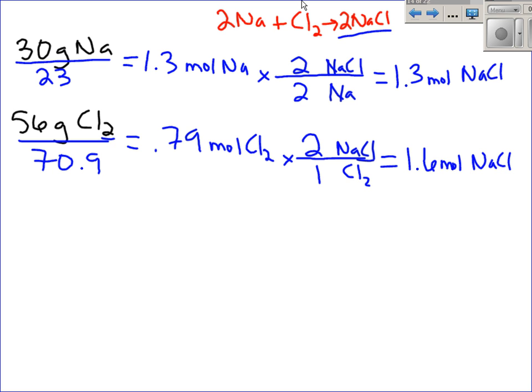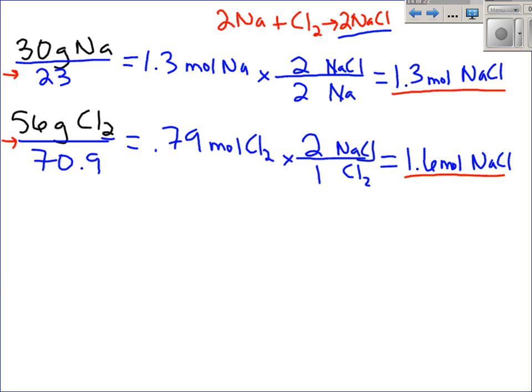Now, notice what I've done. Look at the top conversions using the sodium. If I were to use all 30 grams of sodium, going through all my calculations, I can create 1.3 moles of NaCl, my product. If I were to use all of my chlorine, I would be able to create 1.6 moles of my product NaCl.